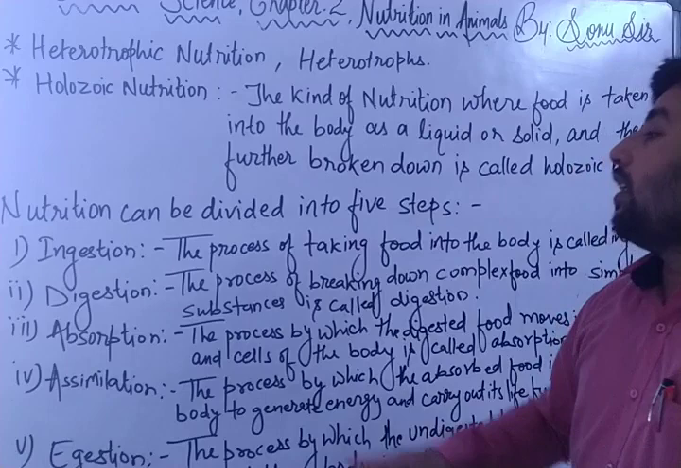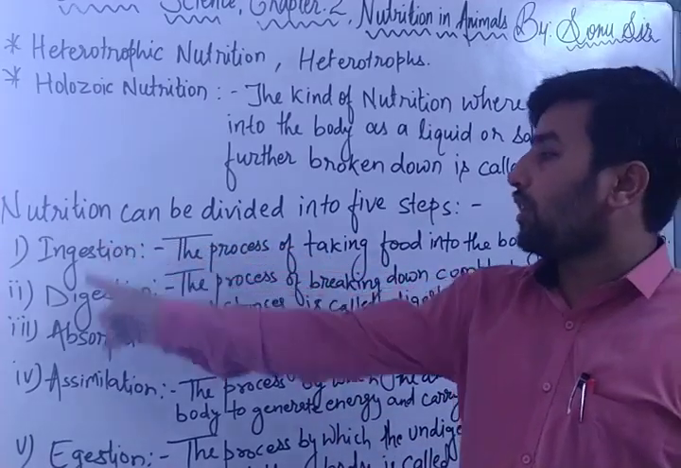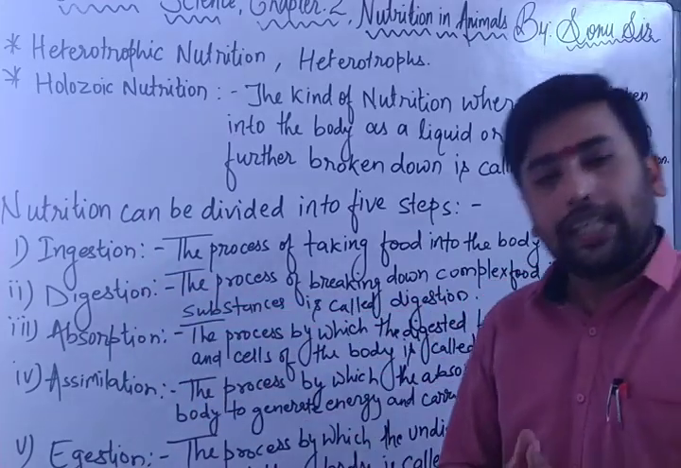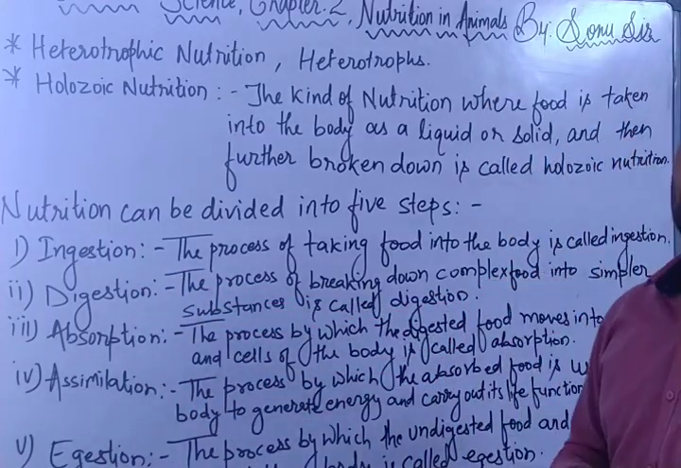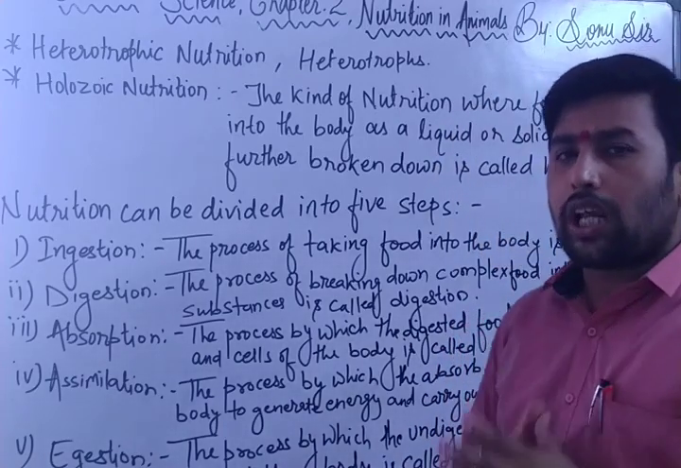So there are 5 modes of nutrition, or 5 types of nutrition, in animals: ingestion, digestion, absorption, assimilation and egestion. So students, I hope this second chapter, first lecture, each and everybody had understood.